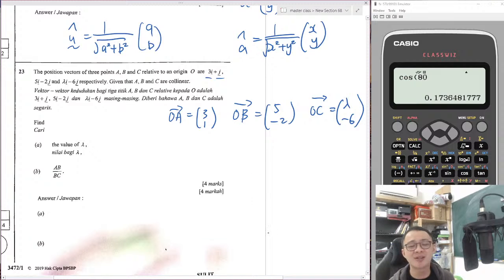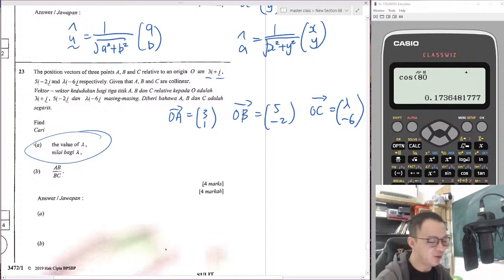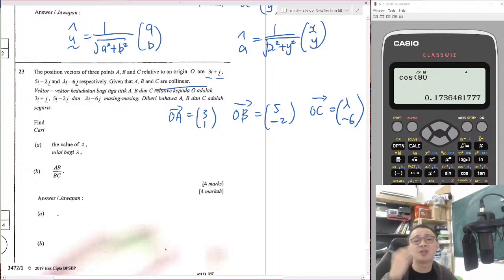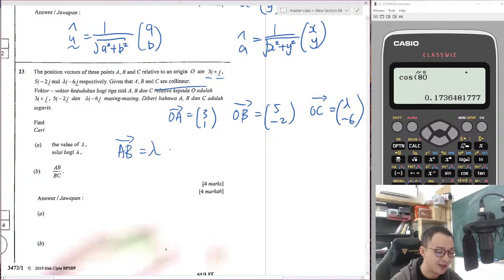Yeah, if you can memorize certain keywords, it can actually help you do a lot faster. Right, so let's go into this one. They'll ask you to find a lambda. They tell you one piece of information, which is a super important keyword: collinear. So collinear basically means they are on the same line. So for the same line, normally I would just say AB equals lambda BC.